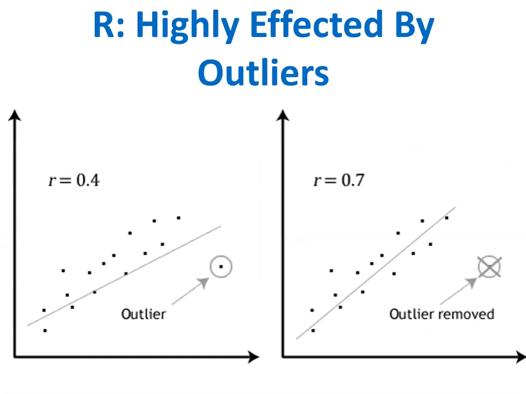R is affected highly by your outliers. So you can see in this first scatter plot, we have an outlier present here, and the value of the correlation is only 0.4. If you remove that, it's going to look much more linear, and that increases the strength to 0.7. So it goes from a somewhat moderate to a moderately strong relationship.